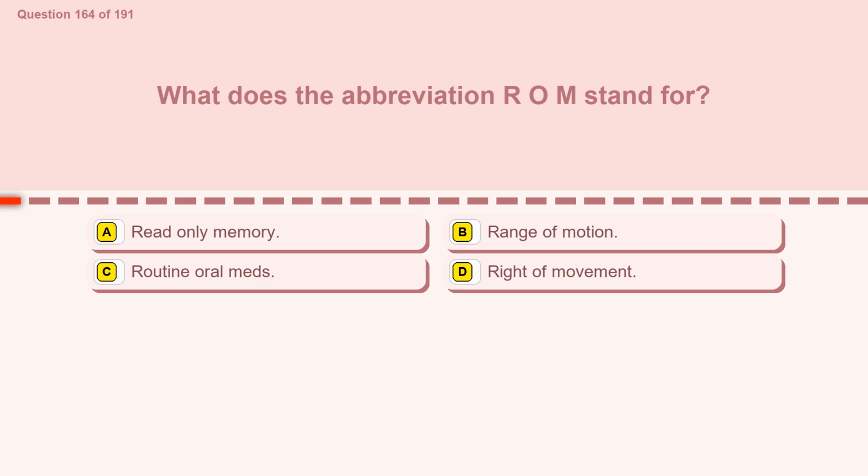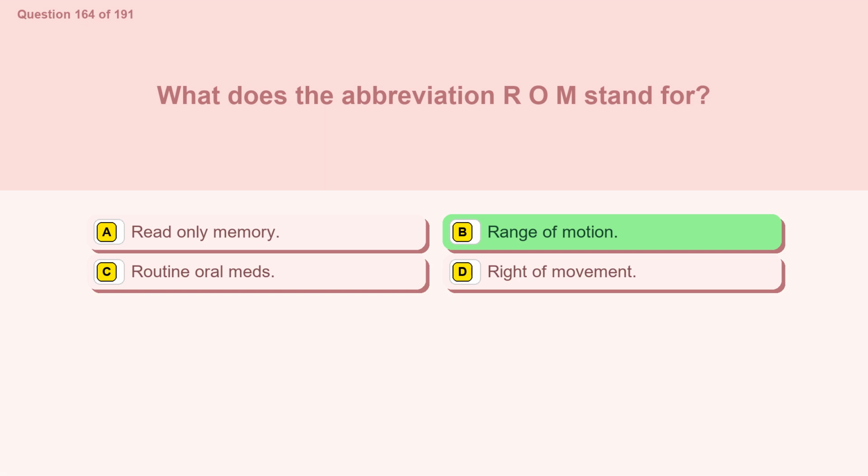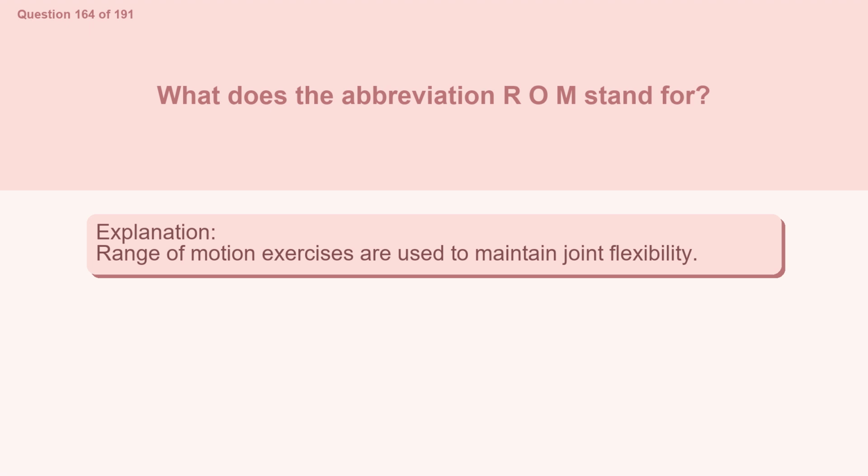Question 164. What does the abbreviation ROM stand for? Option A, read-only memory. Option B, range of motion. Option C, routine oral meds. Option D, right of movement. The correct answer is option B, range of motion. Range of motion exercises are used to maintain joint flexibility.